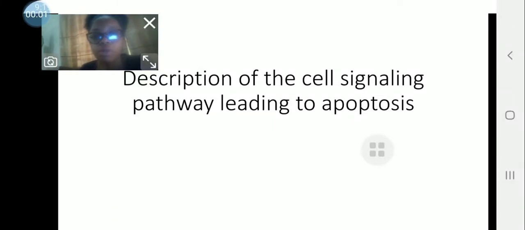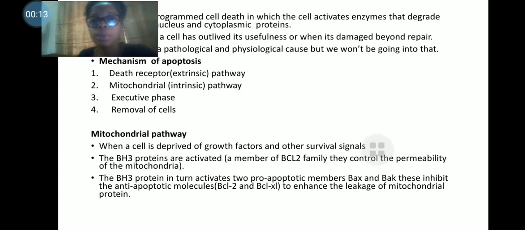Good morning. Today I will be talking about apoptosis and the pathway that leads to it. Firstly, we will describe what apoptosis is before going into the pathway. Apoptosis is defined as programmed cell death.